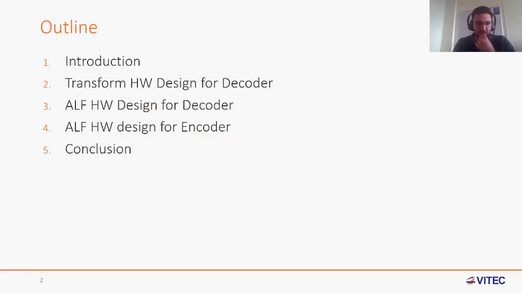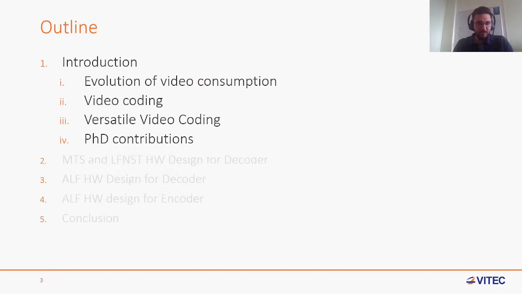The outline of this presentation is as follows. First, I will start with an introduction. Secondly, I will present the proposed hardware implementation for the VVC transform design for the decoder context. Thirdly, I will present the proposed hardware implementation for the adaptive loop filter, also for the decoder context. Then I will present the adaptive loop filter hardware design, but this time for the encoder context, and I will finish with a conclusion.